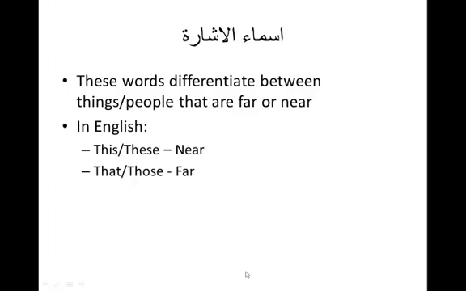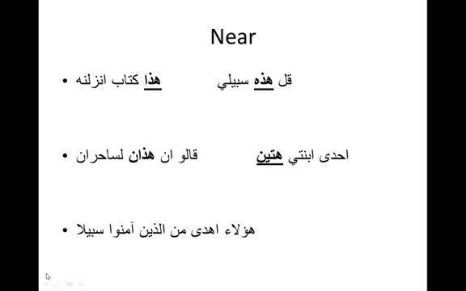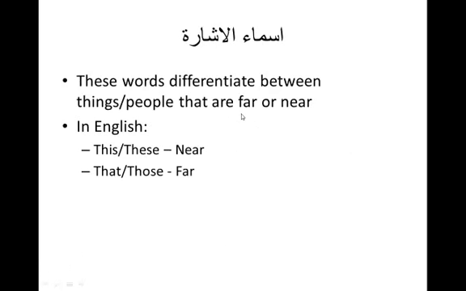So, the ismul ishara or asma'ul ishara are, in the simplest form, things that distinguish between things that are close and things that are far. It doesn't have to be far and near in distance only. So ذَلِكَ الْكِتَاب, for example, as you probably heard from many scholars you've listened to, explain ذَلِكَ الْكِتَاب. Why is it "that is the book," not "this is the book"? I mean, this in the Quran.